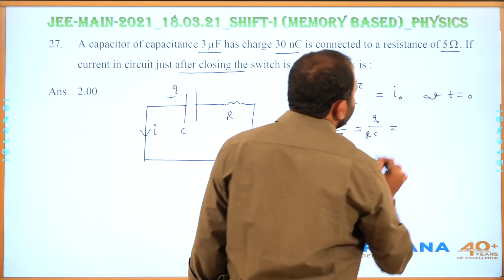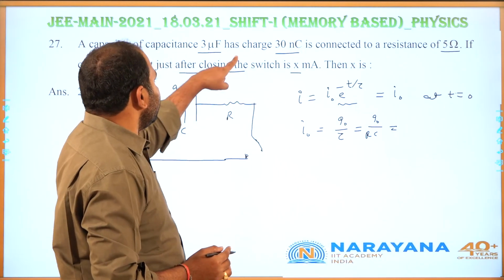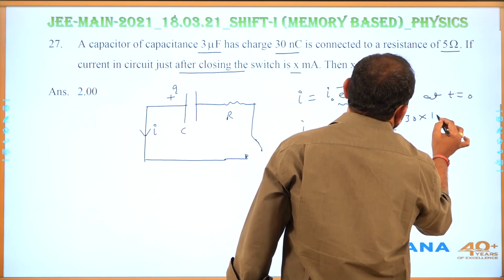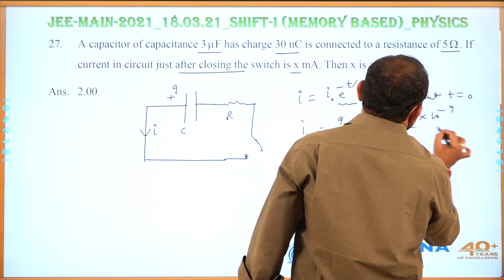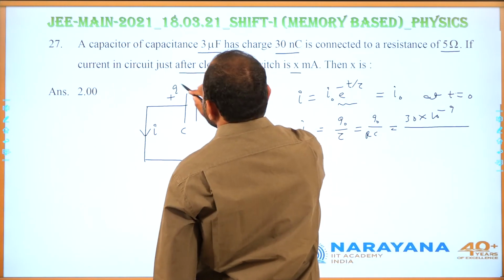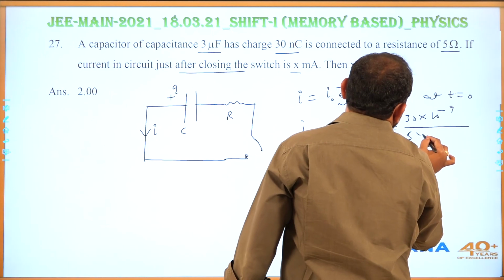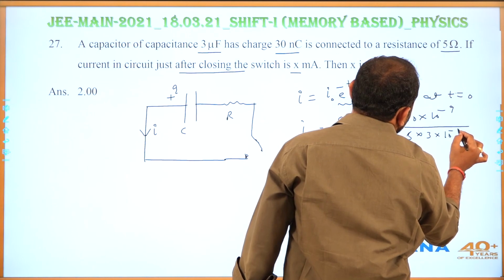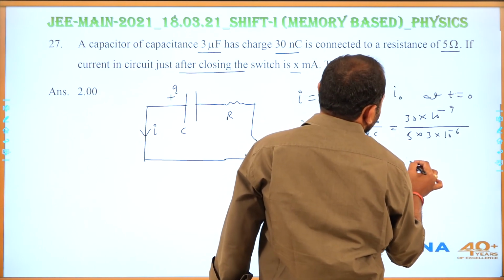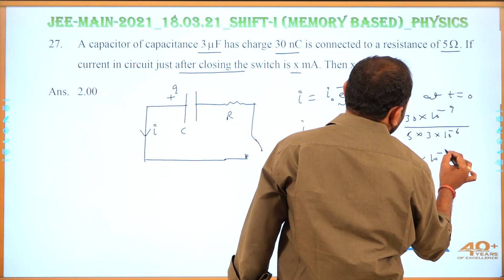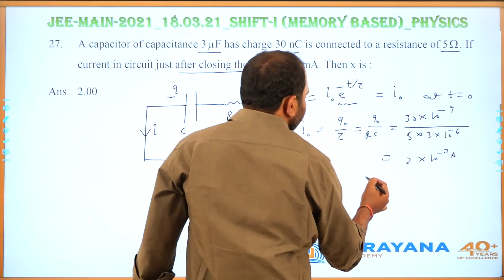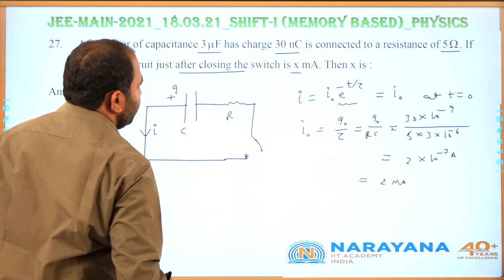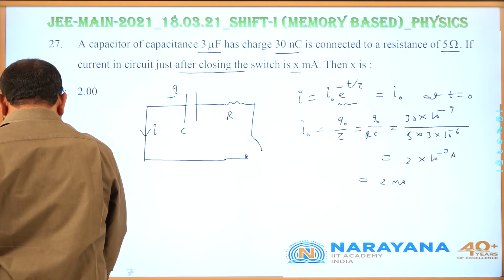So the value of Q naught by RC should be calculated. Q naught mentioned is 30 nanocoulomb. So this is 30 into 10 power minus 9 divided by the value of resistance mentioned, 5 ohm, and capacitance given is 3 microfarad. So this is 3 into 10 power minus 6. So simply it is 2 into 10 power minus 3 ampere. In milliamperes it will be 2 milliamperes simply. Let us go to the next question.